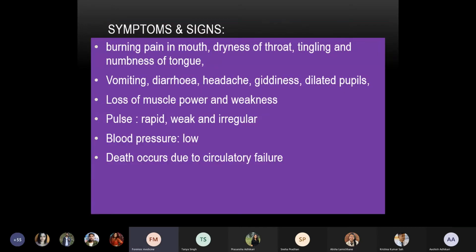And the clinical features include burning pain in mouth, dryness of throat, tingling and numbness of tongue, vomiting, diarrhea, headache, giddiness, dilatation of the pupils. There is loss of muscle power and there will be presence of muscle weakness. Pulse becomes rapid, weak and irregular. Blood pressure decreases, and at the end there will be failure of circulation.